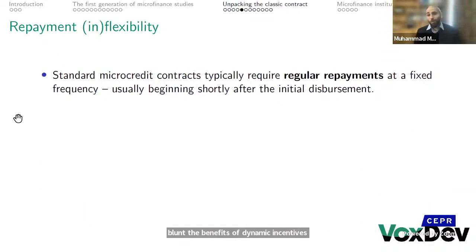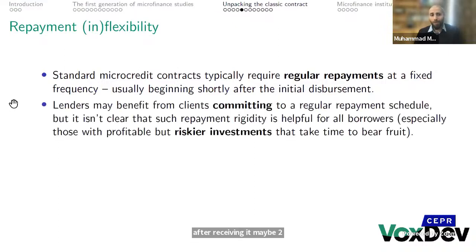So the next thing to talk about is repayment flexibility, or to begin with, inflexibility. In the standard model, typically clients are required to repay at very high frequency, regular periods. And so often they have to start repaying the loan almost immediately after receiving it, maybe 2 weeks or a month later.